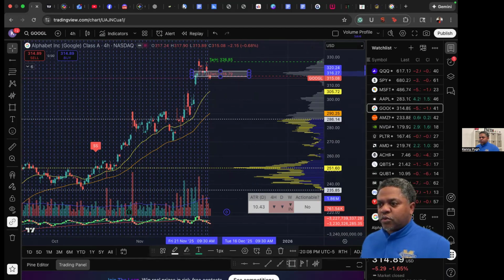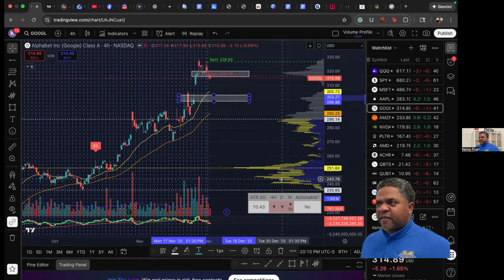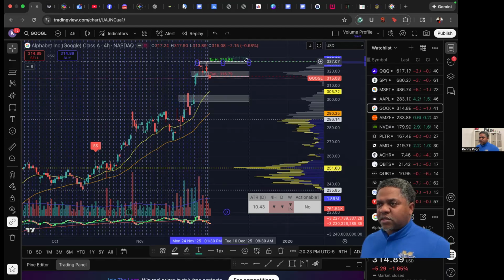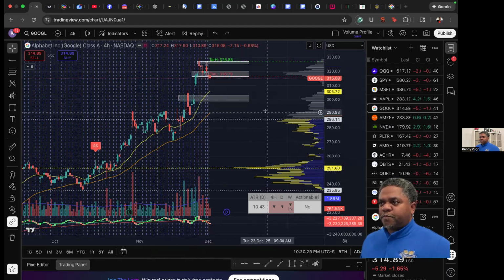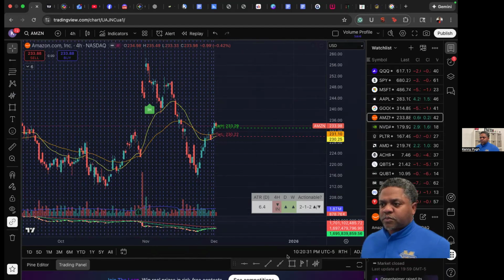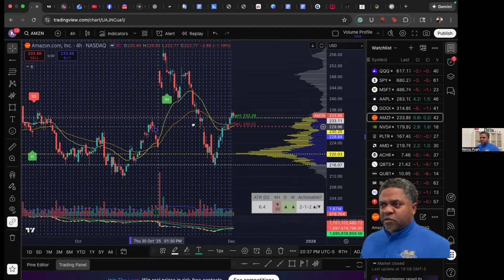Got our zone to the upside. Got our zone to the downside here. And let's just take a little slice of the top part of the zone. And all right, let's go to Amazon. That was just Google that we did. See where Amazon is. Amazon is up here. So we want to capture this zone.